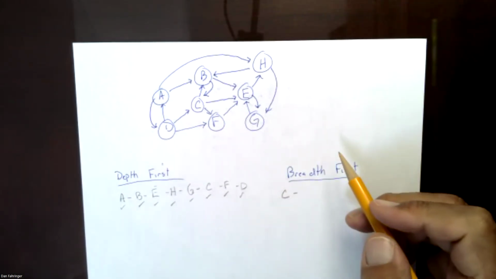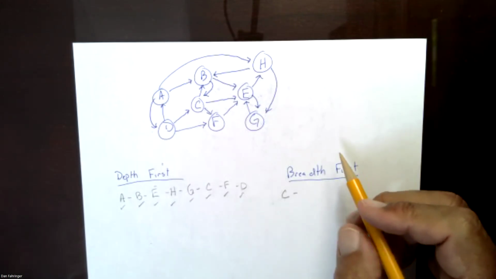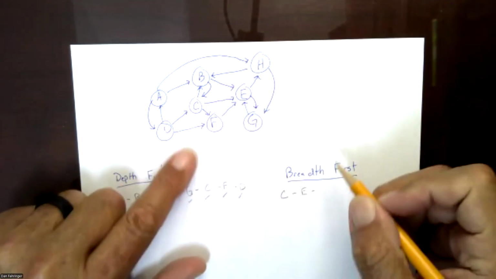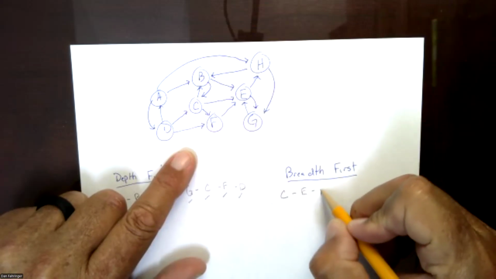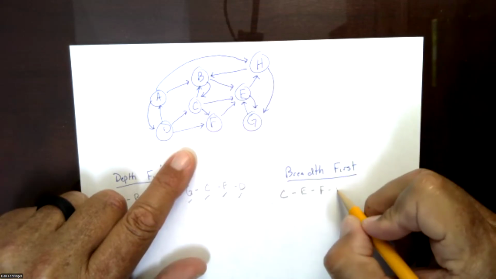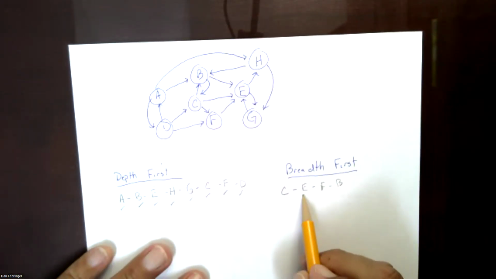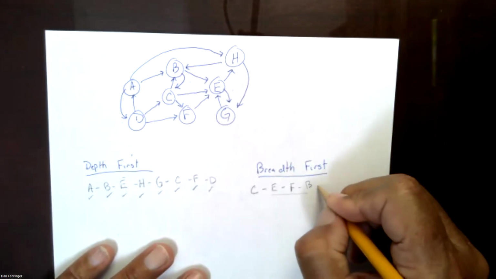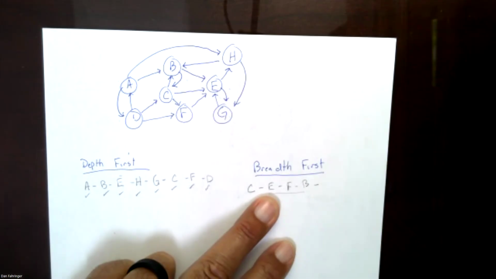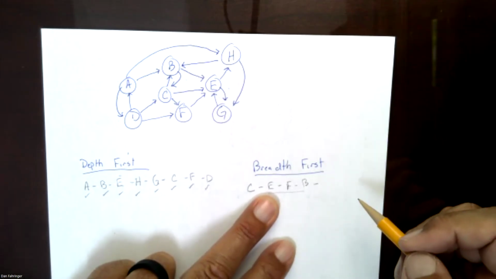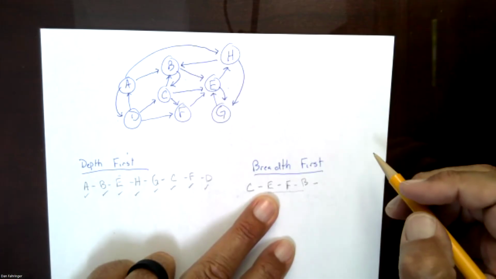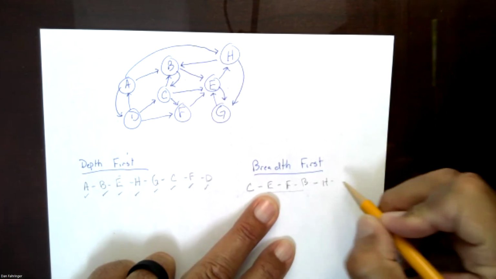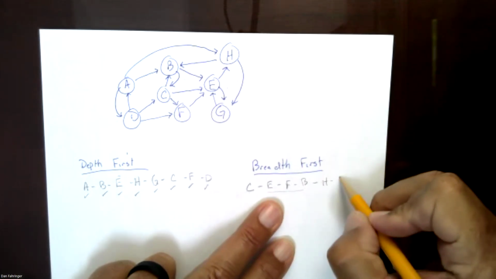Where does C go? E. It goes to E. Where else does C go to? F. Anywhere else? B. Okay. So you notice these are all one path away. Now I'm starting to design two away. So where does E go to? And it should be unique. E goes to H and G.